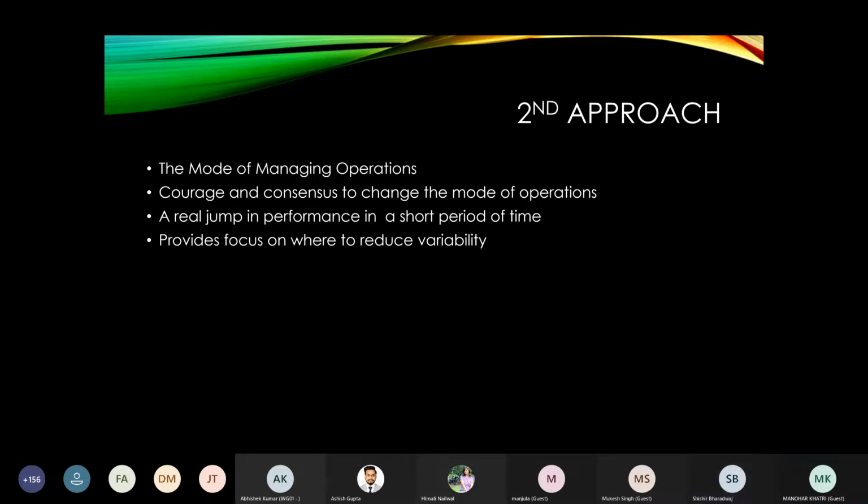So the second part is very different from the first, because the first said that we improve everywhere, which is also how Kaizen gets interpreted. We reduce variability everywhere, and if we do, we will improve the performance. The second approach says no, reduction of variability everywhere does not improve your performance. Your performance is improved only when you know where to focus to reduce variability. And that is why the two approaches are 180-degree opposite.